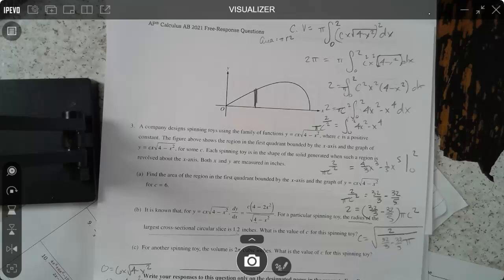Wait, before you write mine, let me check mine and make sure it's right. It should have been 32 over 3 minus 32 over 5. Do I have that? Yep. Times pi c squared. Yep. And you have, yes. Okay, so it's right.